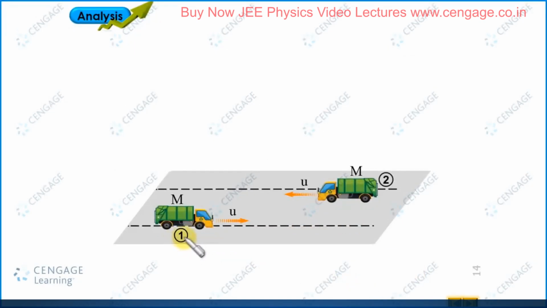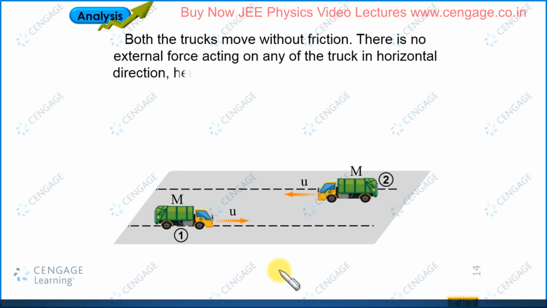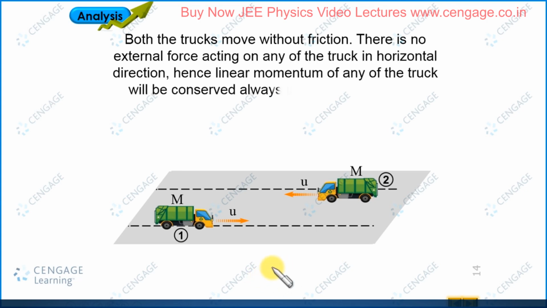This is the situation. Now let us analyze the type of forces acting on the system. It is given there is no friction anywhere. That means there is no external force acting on any of the tracks in the horizontal direction. That means both tracks move without friction. There is no external force acting on any of the tracks in the horizontal direction. That means the linear momentum of any of the tracks will always be conserved in the horizontal direction. Okay. Now let us analyze what happens when they exchange the bag.